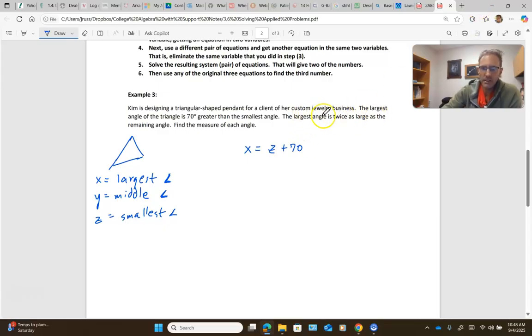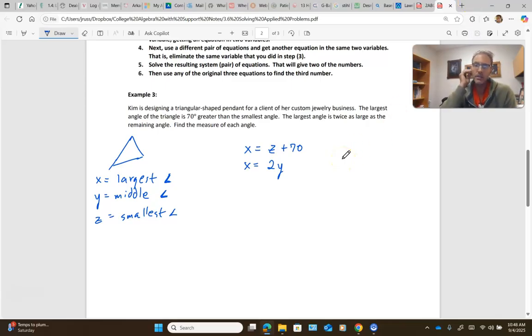Now I'm going to look at this other sentence. Here it says the largest angle is, again, twice as large as the remaining angle. So the largest angle, again, is x. The largest angle is equal to twice as large as the remaining angle. Well, what does twice as large mean? That means whatever that remaining angle is, if you double it or multiply it by 2, it'll be equal to x, or the largest angle. So in other words, x is equal to 2 times y, because y represents the remaining angle, or the middle angle.